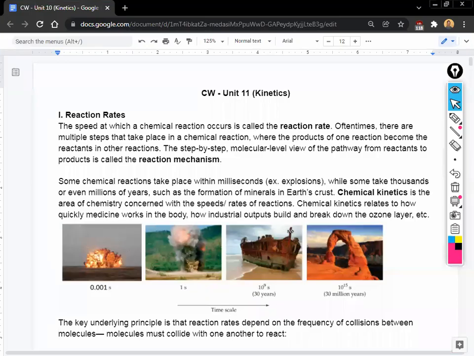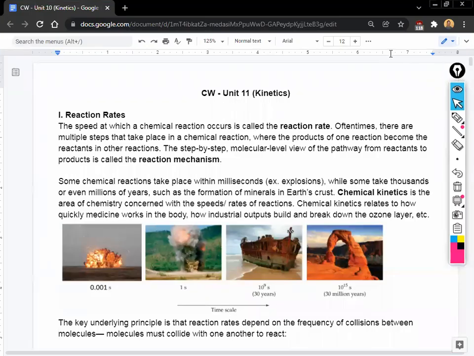Okay, so this unit is going to be on something called kinetics. Now we've been talking about reactions, right? So you mix compounds together, you get some new compounds. Now we're going to get more into detail about it. We're going to be looking at the speed of those reactions. So different reactions have different speeds, and we call that reaction rates. So the speed at which a chemical reaction occurs is called the reaction rate.